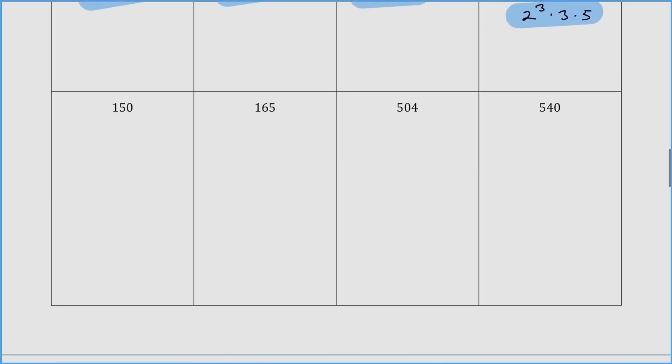Good. There's one more row here. If you're feeling ambitious, if you're feeling confident, if you want a challenge, go ahead, pause the video and see if you could find the prime factorization of these numbers.